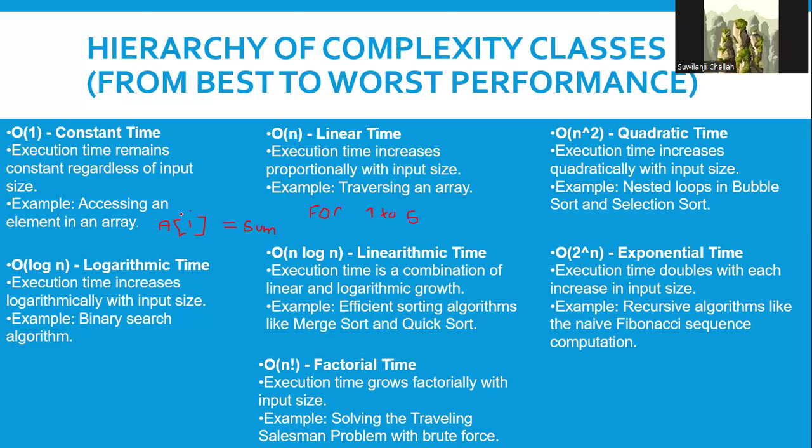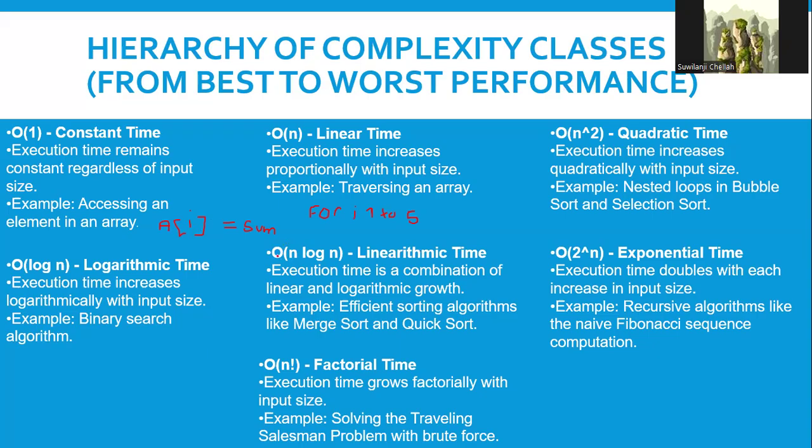This has constant time because we're accessing an element in an array, which is different from traversing an array. So we can have for I, 1 to 5, and an array at I. Traversing an array takes big O of n linear time compared to accessing an element in an array. So don't get the two mixed up.